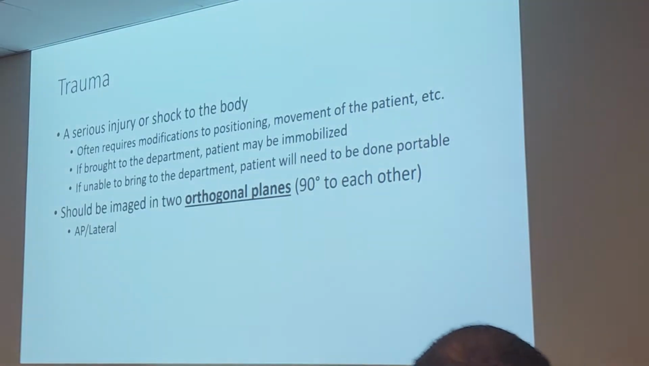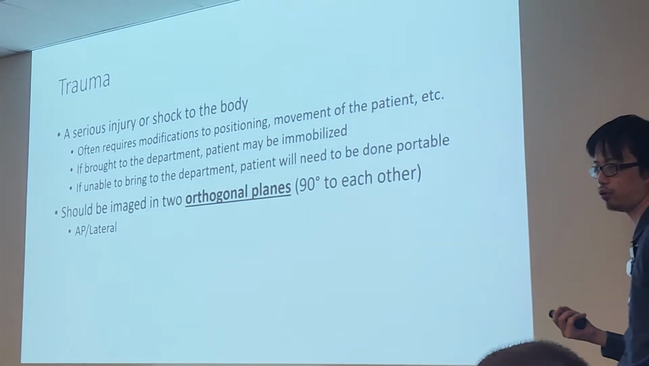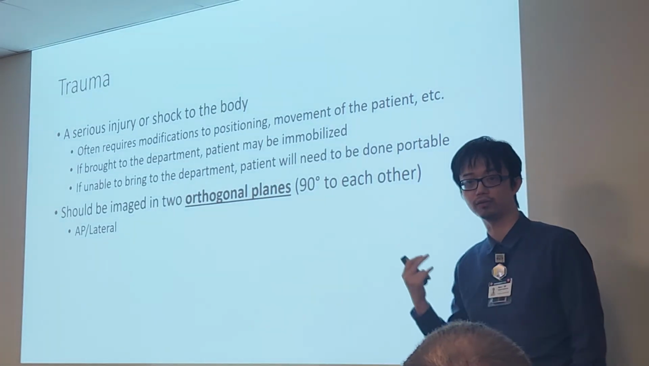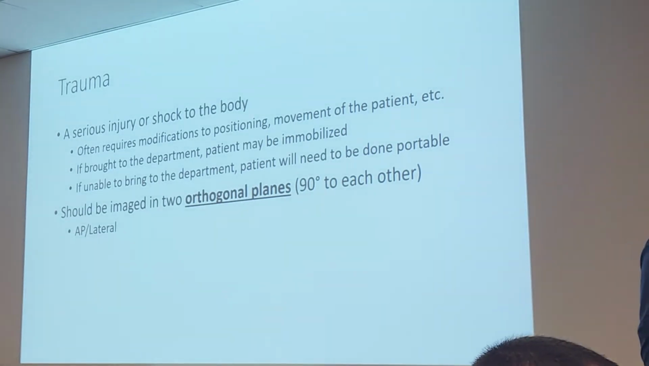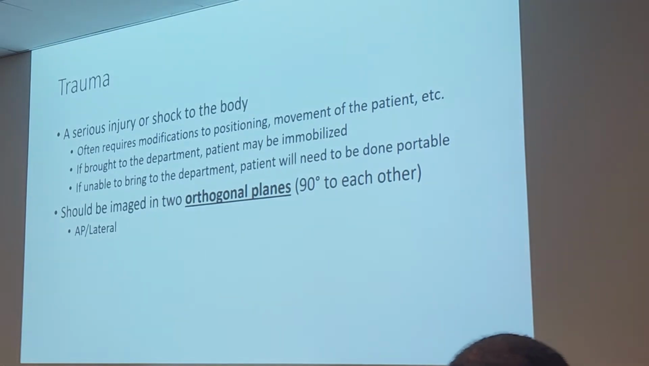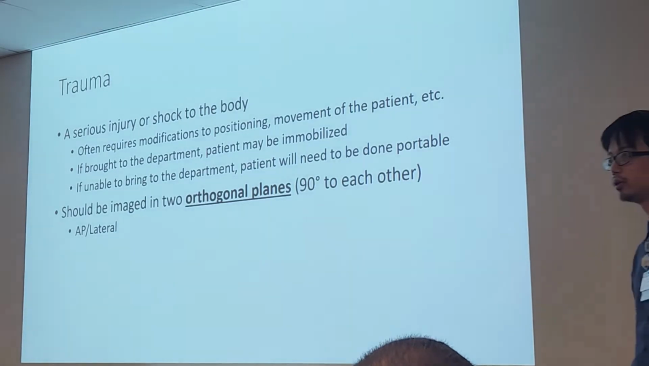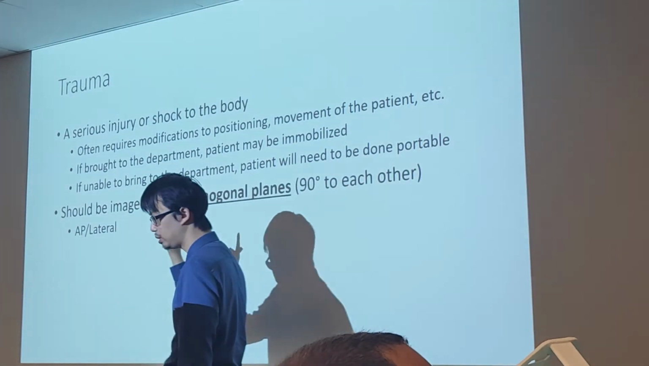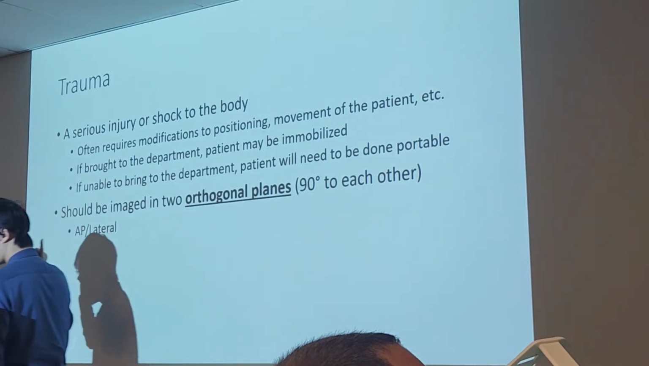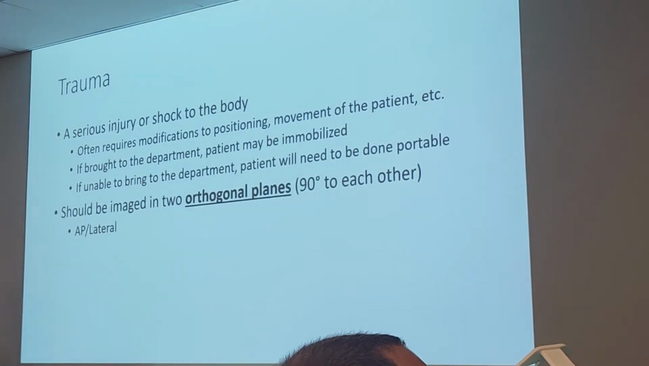It's important that you make sure that you are trying to get 2 views of the anatomy. Trauma should be demonstrated in orthogonal planes. It should be demonstrated in 2 images that are 90 degrees to each other. Right? So at minimum, trauma should have an AP view and a lateral view. Why do you think this is?